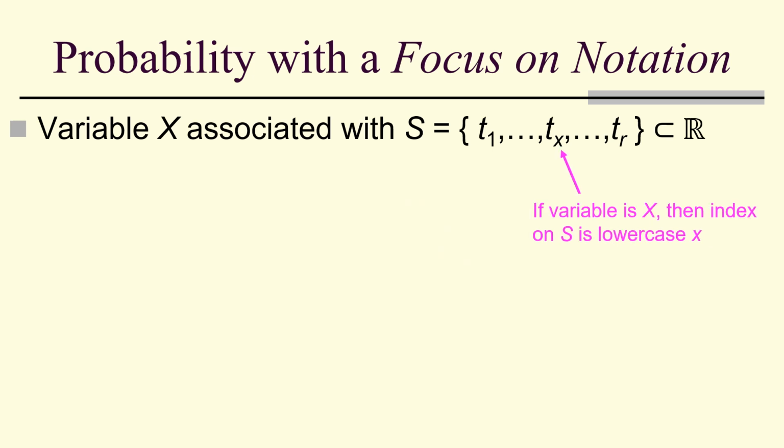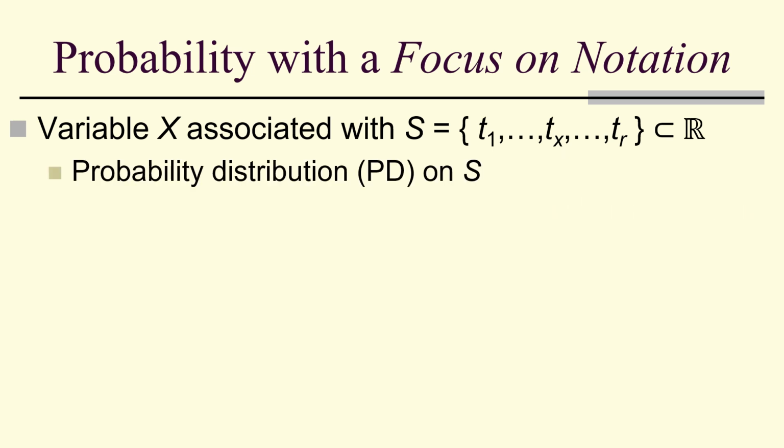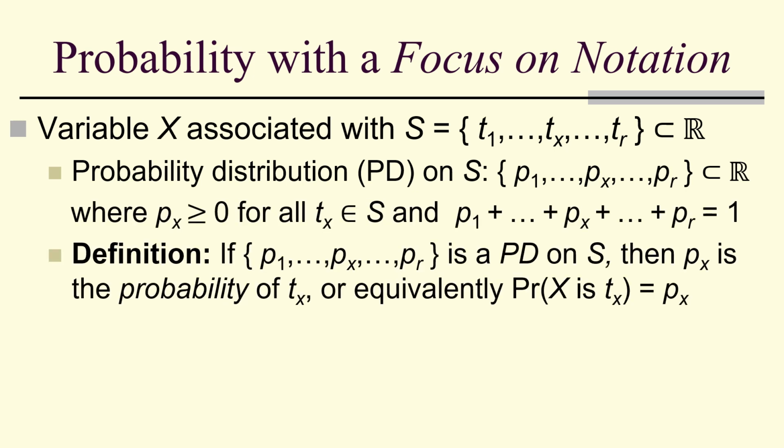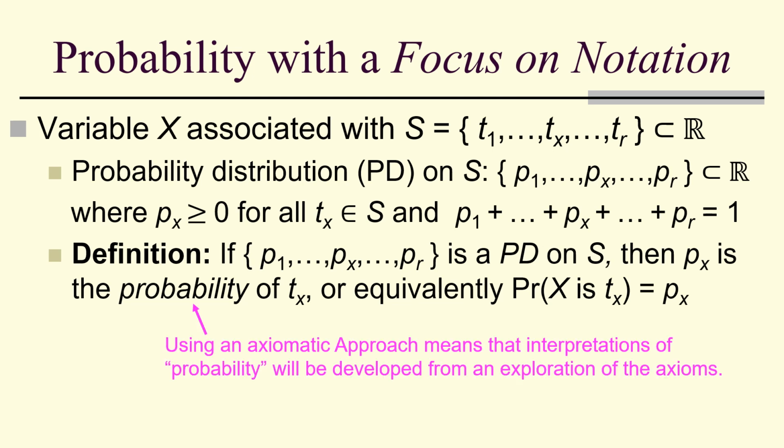and lowercase x is the index for the variable uppercase X. A probability distribution is a set of numbers, the same number of numbers as in S. They're non-negative and they sum to 1. If we have a probability distribution on S, then we say that P sub x is the probability of T sub x with this notation.